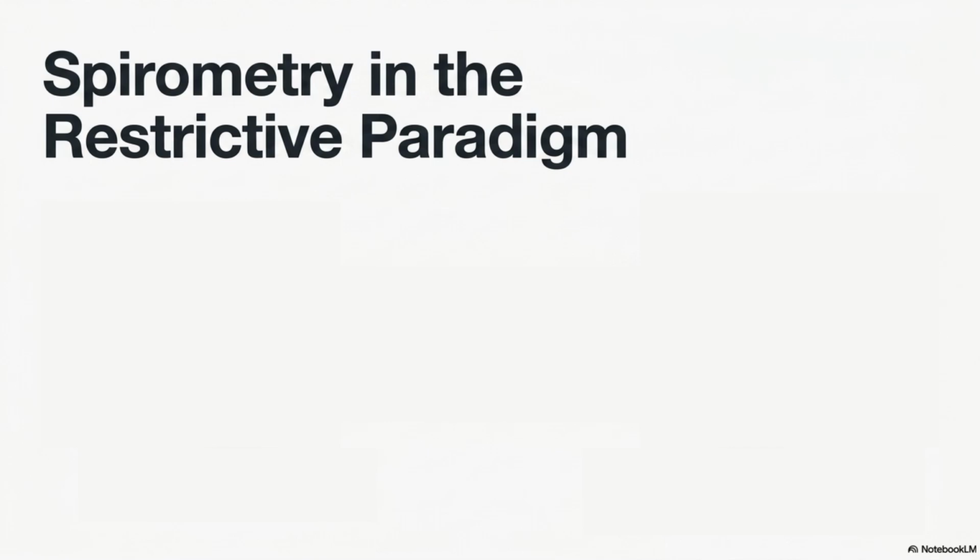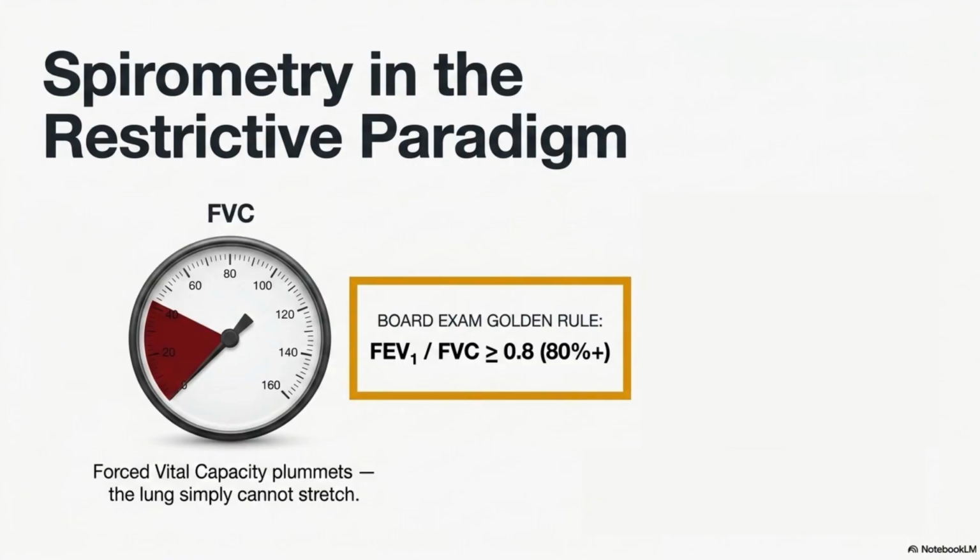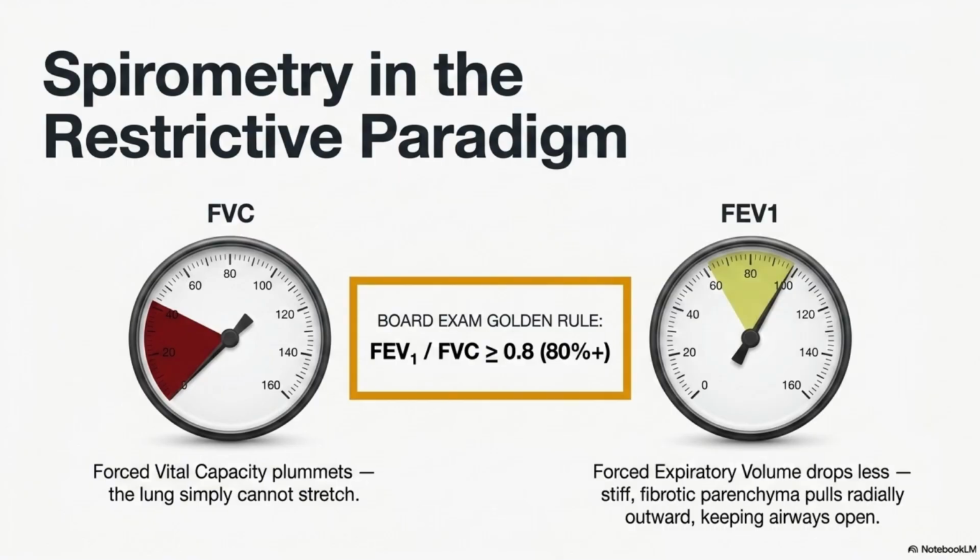Moving to spirometry in the restrictive paradigm, here's your golden rule. The FEV1 to FVC ratio will be greater than or equal to 0.8, meaning 80% or higher. Why? Because the forced vital capacity, or FVC, plummets; the lung simply cannot stretch. Meanwhile, the forced expiratory volume drops less. This happens because the stiff fibrotic parenchyma pulls radially outward, keeping the airways open.